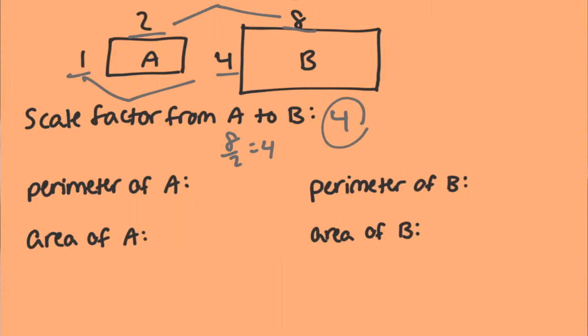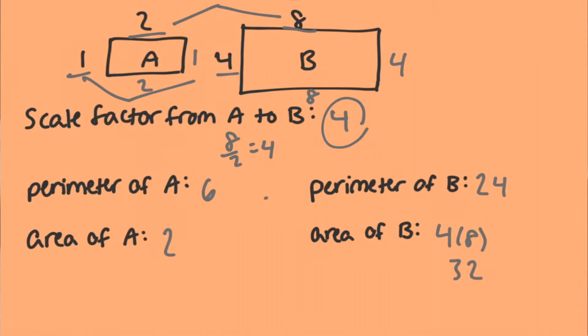The perimeter of A is 6, and the area of A, length times width, 2 times 1 is 2. Perimeter of B, that would have to be 8, that would have to be 4. When you add up all the sides, that's 24. And then area, you can multiply length times width, and you get 32. So the question is now, how does everything relate?